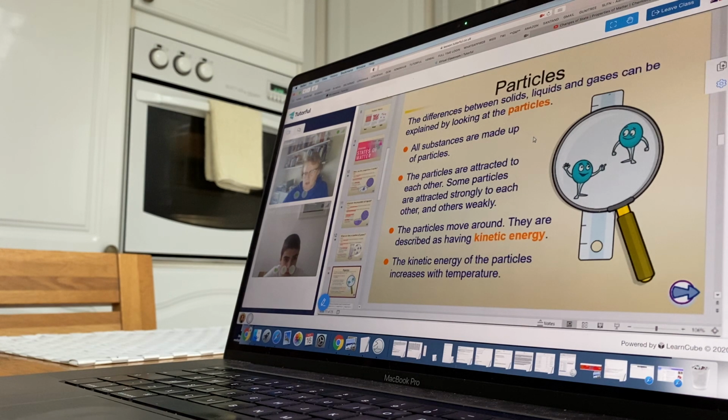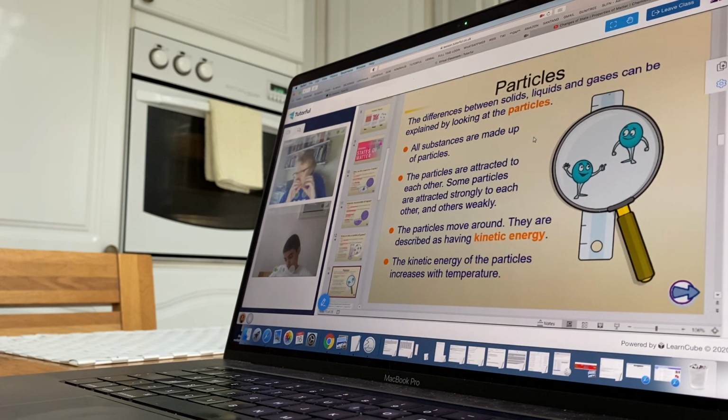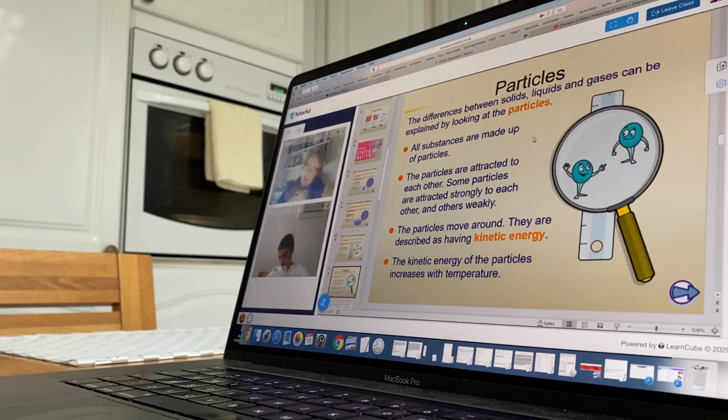And the particles can move around because they have what's called kinetic energy. And the hotter something is, the more kinetic energy it's got. The particles in the solid have some energy, so they move, but they just kind of jostle around slightly within their fixed place. In the liquid, they can move around more, which is why they can flow. And in the gas, they've got lots of energy and they're pinging off all over the place.